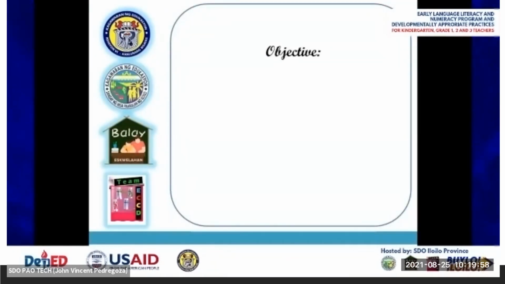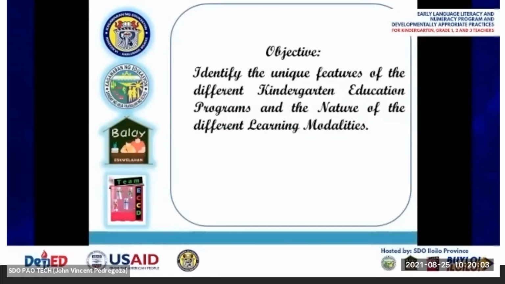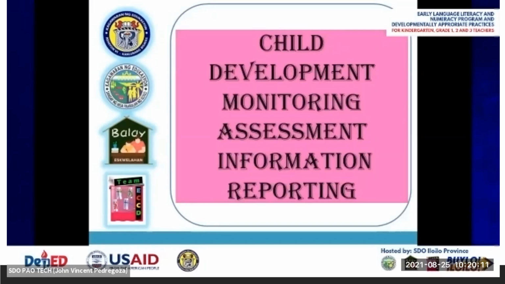The objective of this training program is to identify the unique features of the different kindergarten education programs and the nature of the different learning modalities. In monitoring the child's development, we observe and note specific ways a child plays, learns, speaks, acts, and moves every day in an ongoing way. Development monitoring often motivates tracking a child's development using a checklist of developmental milestones.